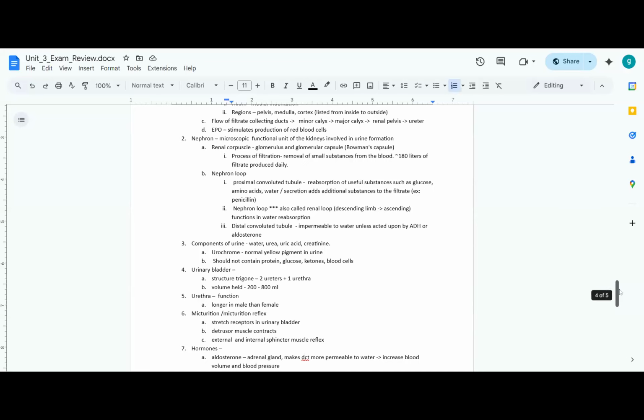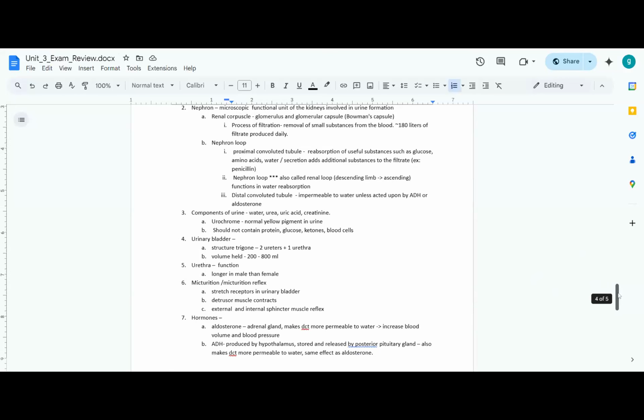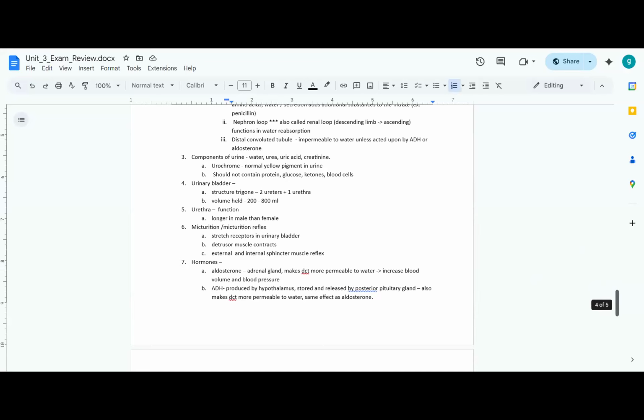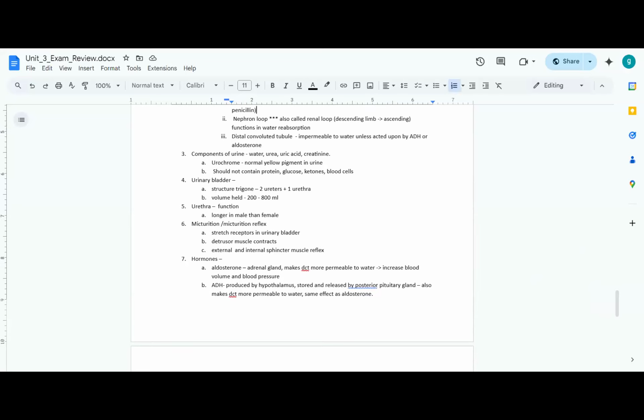ADH is released when your hypothalamus detects that your blood water volume is low, and aldosterone is released when your blood pressure drops, both causing more water reabsorption. Right, so urine, we said it's 95% water, that's easy to remember, right? Urea, uric acid, creatinine, it's normally yellow due to the presence of urochrome. Make sure you know what should not be in your urine: proteins, glucose, ketones, blood cells.